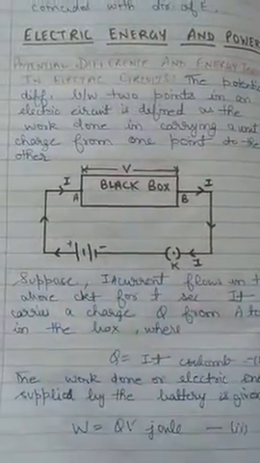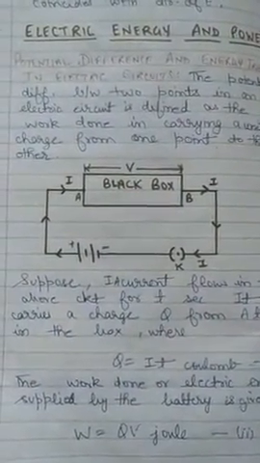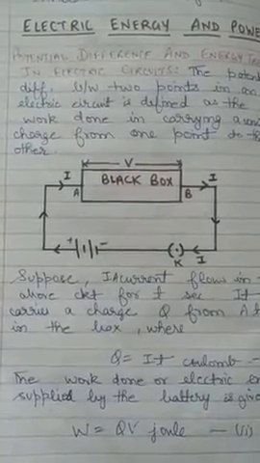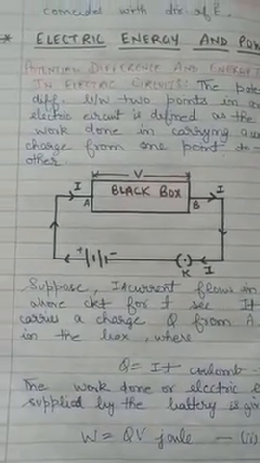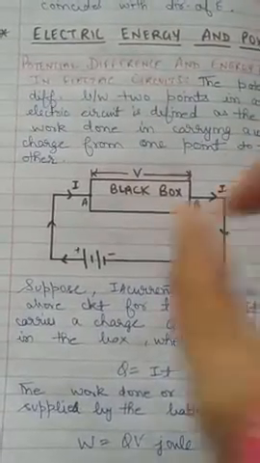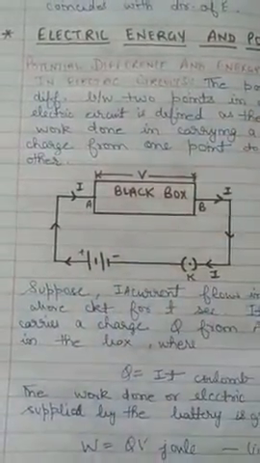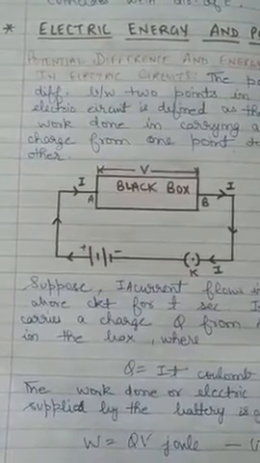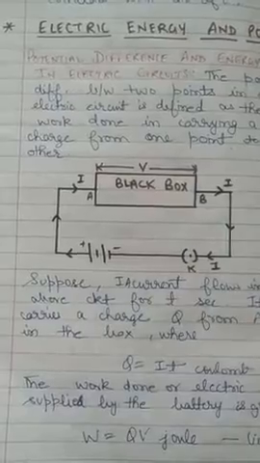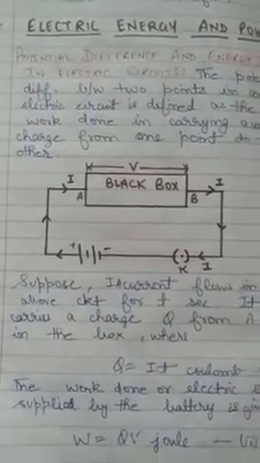So what is the work of this battery? This battery provides the electrical energy to the charge. Battery never produces the charge. It gives the energy to the charge so that it can move. That is the work of this battery. So the battery provides the electrical energy, and we will find out the electrical energy formula for this.